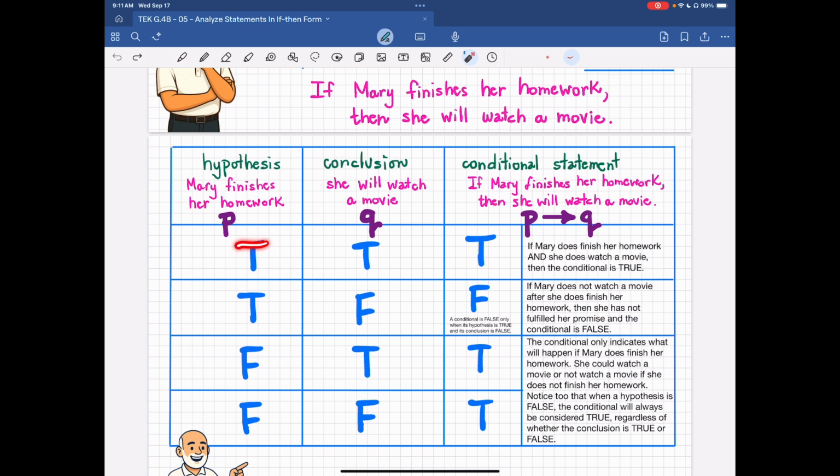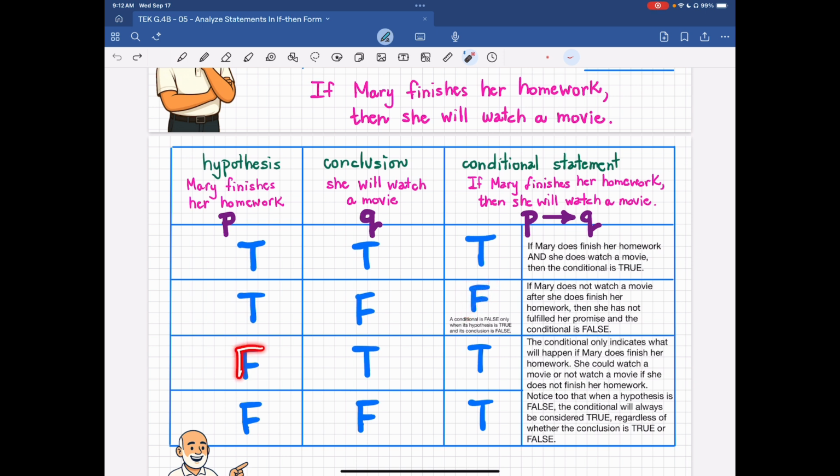So I know that if Mary finishes her homework, she gets a T. If Mary does not finish her homework, she gets an F. That's for false. If Mary doesn't finish her homework, the hypothesis becomes false. So therefore, let's look at the conclusion. So Mary finishes her homework. She does watch a movie. Then the conditional statement becomes true. If Mary finishes her homework, but she decides not to watch a movie, then this particular conditional statement becomes false.